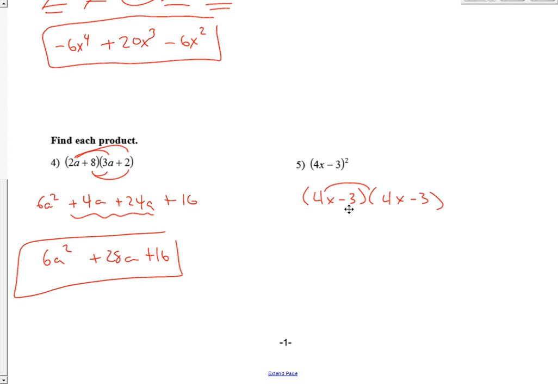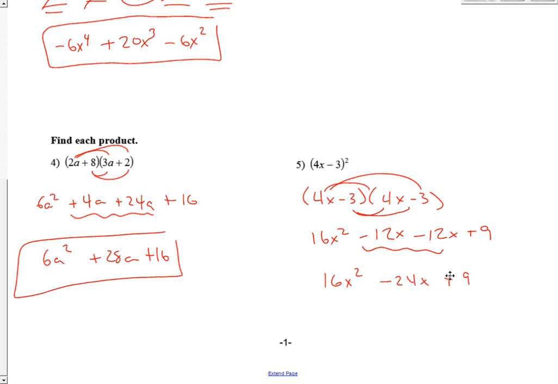4x times 4x is 16x squared. 4x times negative 3 is negative 12x. Negative 3 times 4x is another negative 12x. And negative 3 times negative 3 is positive 9. When I look at my like terms here, I get negative 24x. And so I get 16x squared minus 24x plus 9.